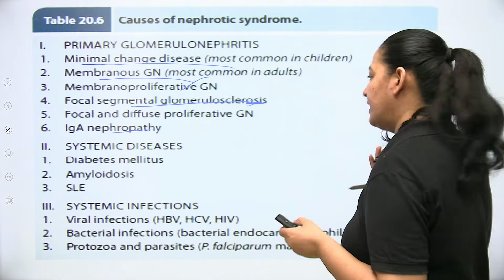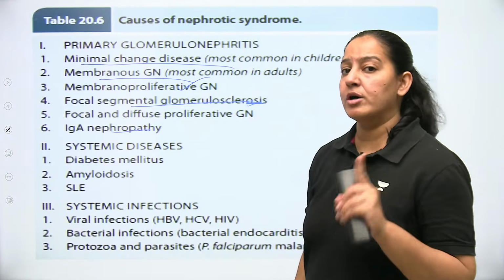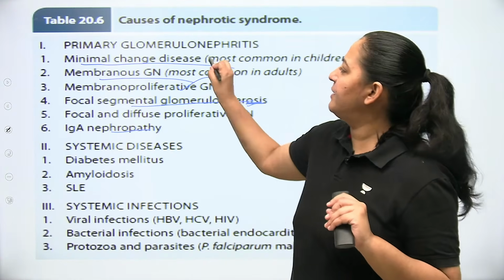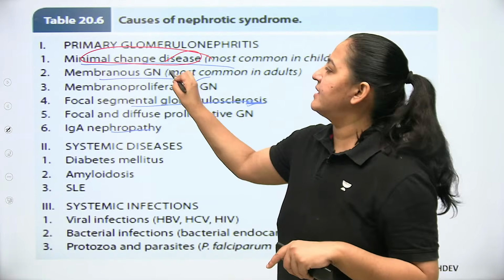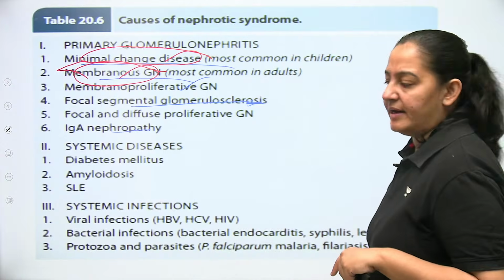If you want to learn all, it's good. If you don't want to learn all, learn the most common. The most common cause of nephrotic syndrome in children is minimal change disease, and in adults it is membranous glomerulonephritis. So the answer is different in children and in adults.